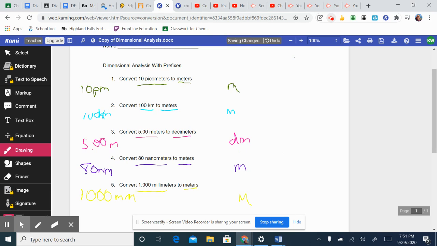Okay, so now I have all my problems set up, so I just have to figure out what conversion factors I need to get to my answer. And for all of these problems, these are all one-step problems, so I'm only going to need one conversion factor for each. There are problems that need multiple conversion factors, but these are not those. So let's do the first one.